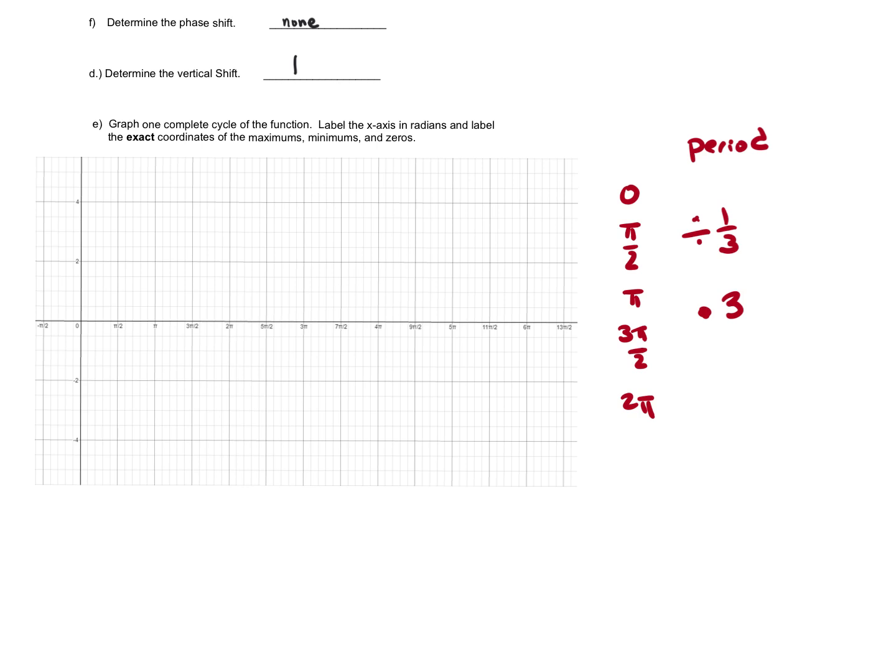So 0 times 3 is 0. Half times 3, we'll just put it on top, so 3 pi over 2. Pi times 3 is 3 pi. 3 pi over 2 times 3 is 9 pi over 2. And then 2 pi times 3 is 6 pi. There's the 6 pi I got earlier, so everything works out. So if I look at my grid, I should be able to segment that. There's 0, there's 3 pi over 2, there's 3 pi, there's 9 pi over 2, and there's 6 pi.